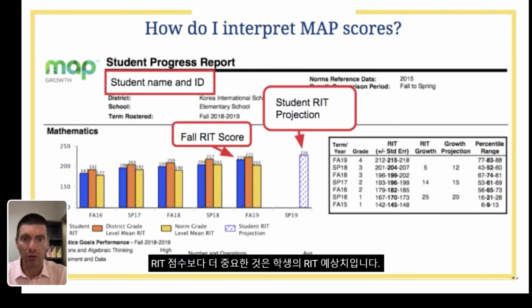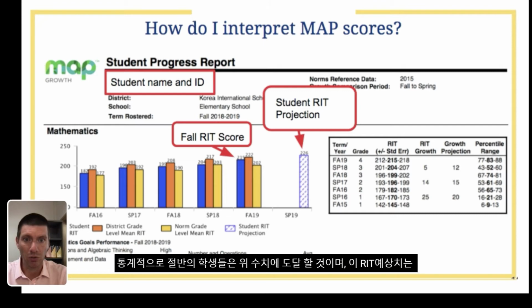Perhaps more important than the RIT score is the student RIT projection. This is the RIT score, or improvement, that children of the same age as your child typically achieve when they do the test again in the spring. It is based on data from millions of students who received the same score in the same grade. As statistics works, about half of the class will reach their RIT goal. That is why it is typical, not expected.